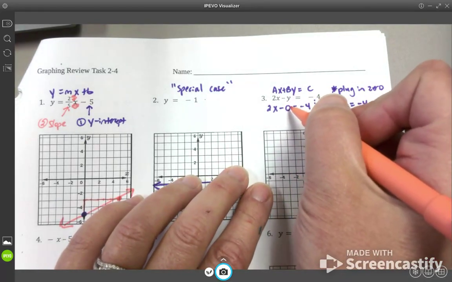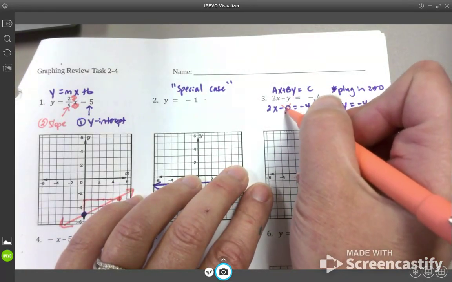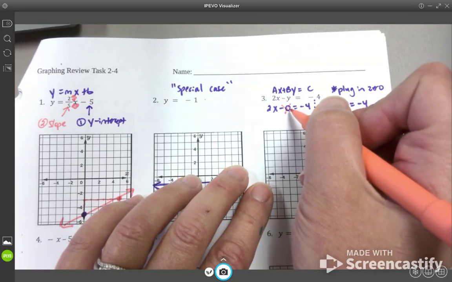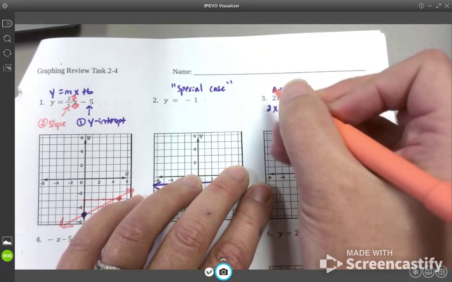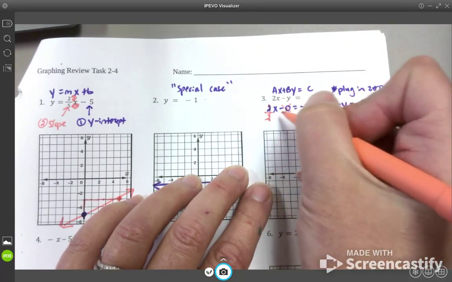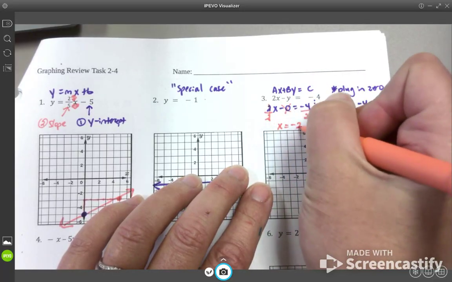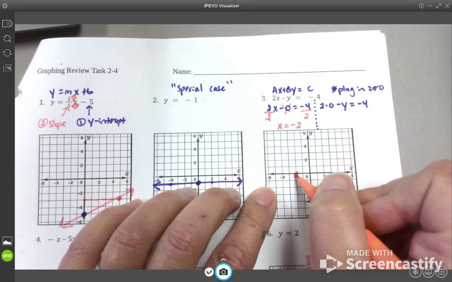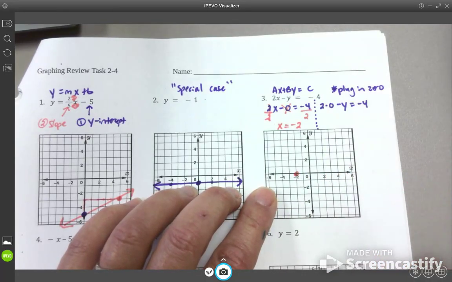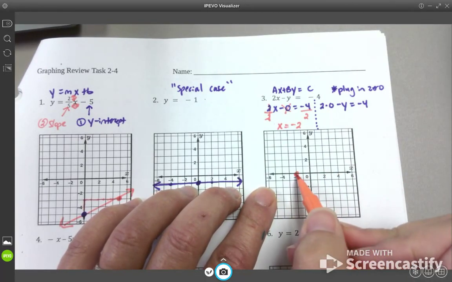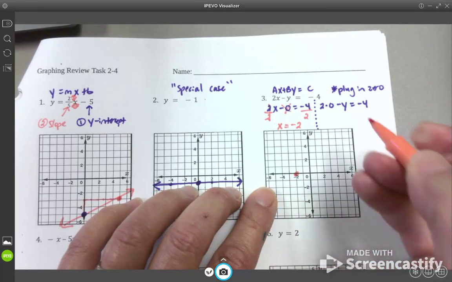I'm just kind of showing that anything times 0 is 0. So wherever that's plugged in, it can just cancel out. So you just have one quick step to solve for the x-intercept. So I'm going to divide by 2. So my x-intercept is -2. And again, if you get to the point today where you're not showing any work, you're just going to graph that right on the graph. You're going to go on the x-axis, put a point at -2.